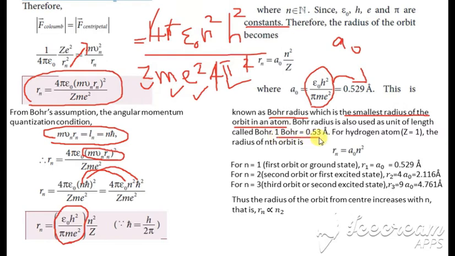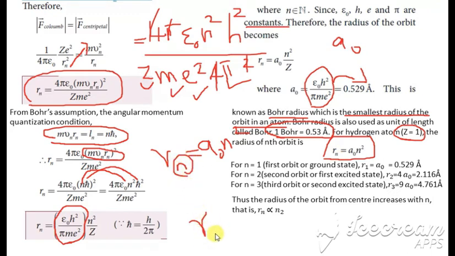So 1 Bohr is equal to 0.53 angstrom. When you consider the value of Z to be equal to 1, we get Rn which is equal to a naught into n square. Rn is equal to a naught into n square. Now substitute the value of n equal to 1, 2, 3, etc. First, when n is equal to 1, so what do we write in place of n? We write 1. So r1 is equal to a naught into 1 square.